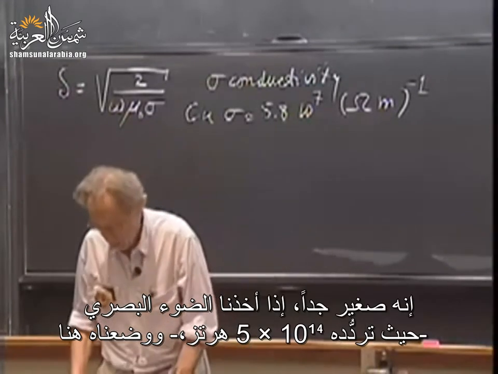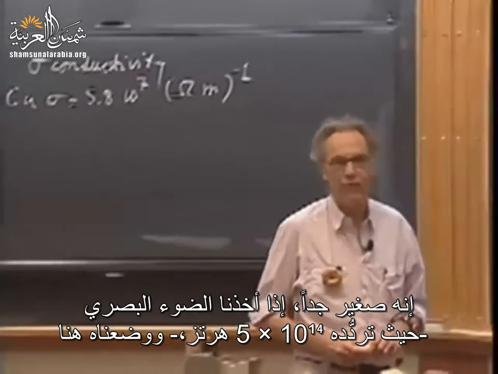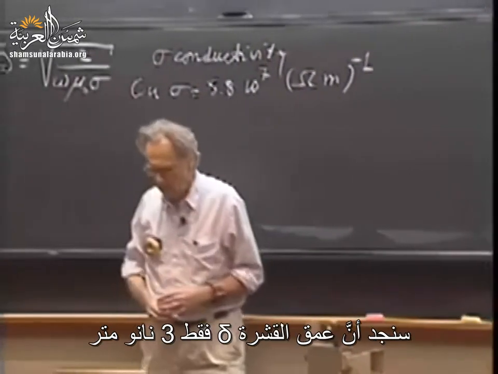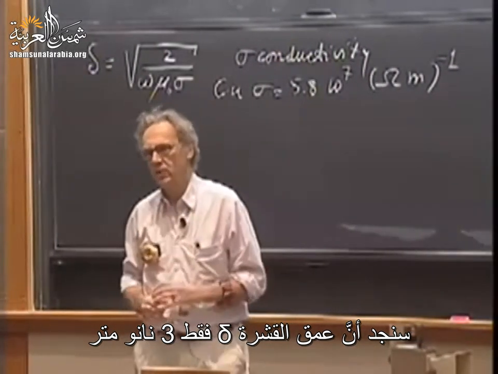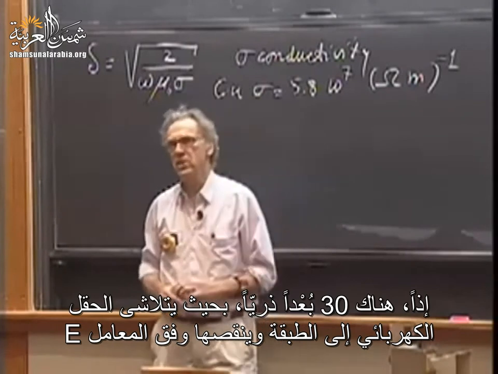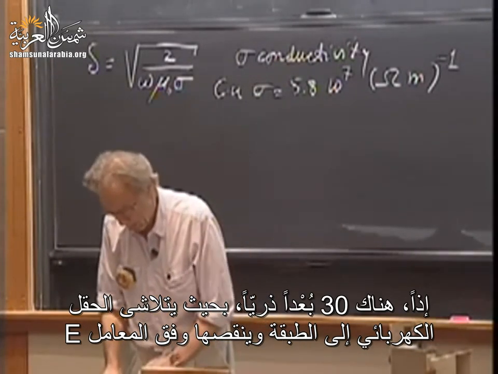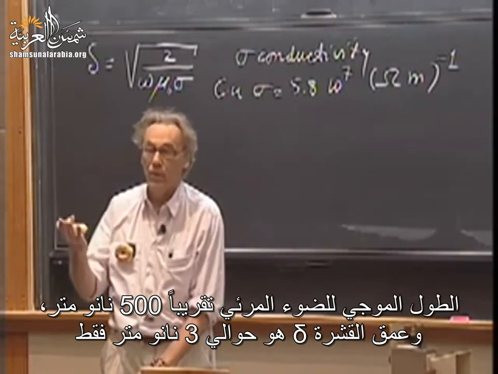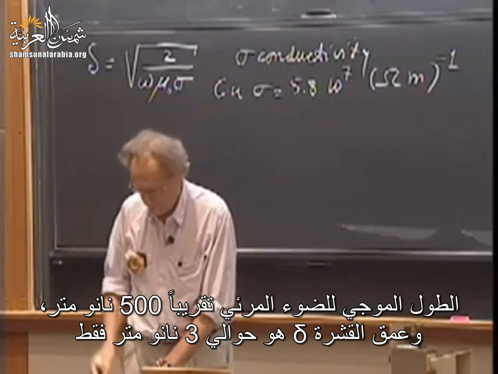It's very, very small. If you take optical light, which has a frequency of 5 times 10 to the 14 hertz, and you put that in here, then you'll find the skin depth is only 3 nanometers. So that is 30 atomic distances that the E field decays into the layer and reduces by a factor of e. The wavelength of visible light is roughly 500 nanometers, and so the skin depth is only something like 3 nanometers.